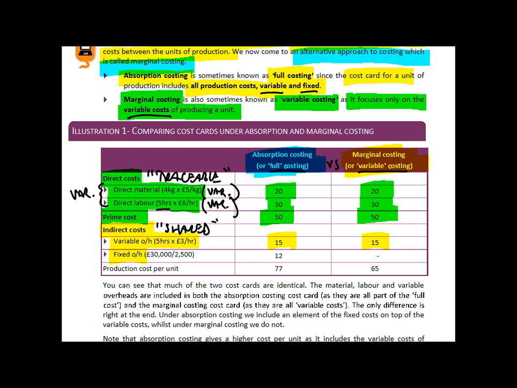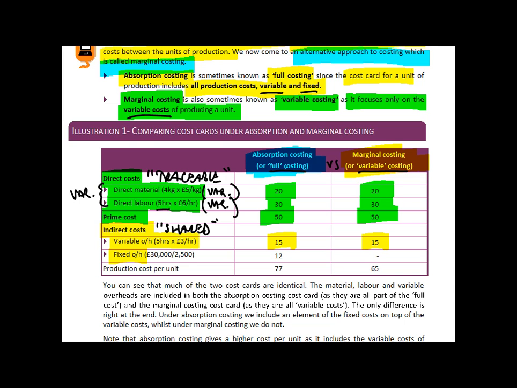And it will also be included in the marginal cost card on the basis that it is a variable cost. It's a variable overhead. If you bake more cakes, your machinery will be on for longer, so your electricity charge will increase. The big difference comes in with a fixed overhead.